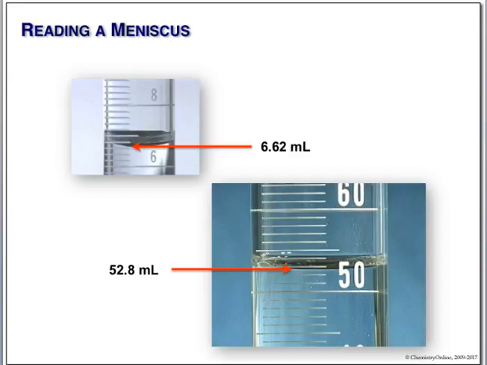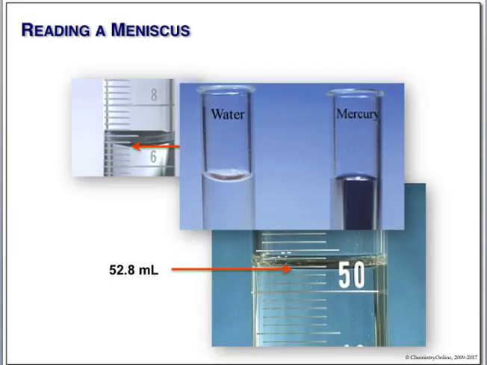Now, a water meniscus will always be negative like this. Quite often you're going to work with, in other courses, not this one, with something like mercury. Mercury has a positive meniscus, so instead of going down like water, it goes up. With a mercury meniscus, you always read the top, so it would be right there. Any questions on that?